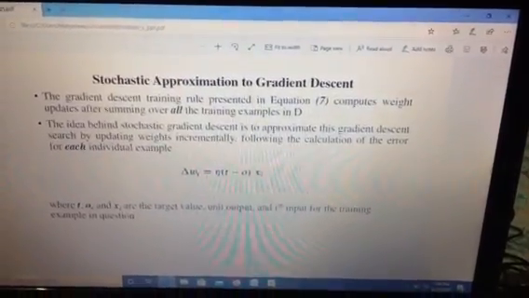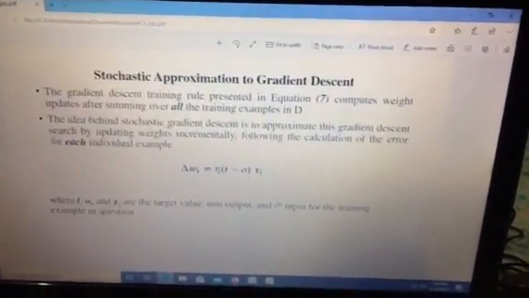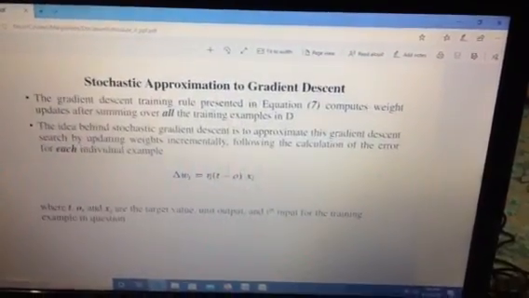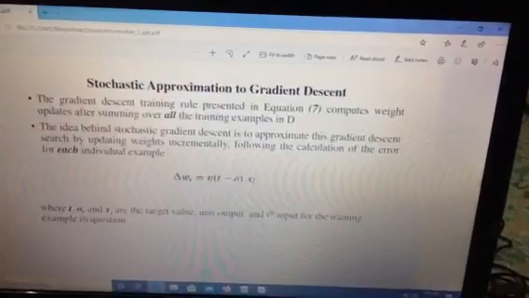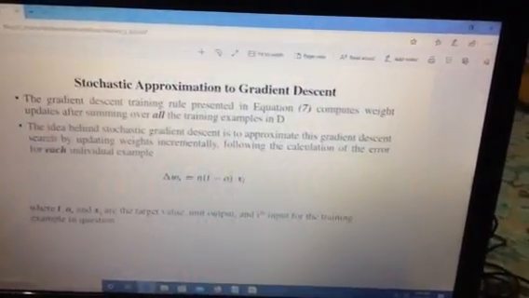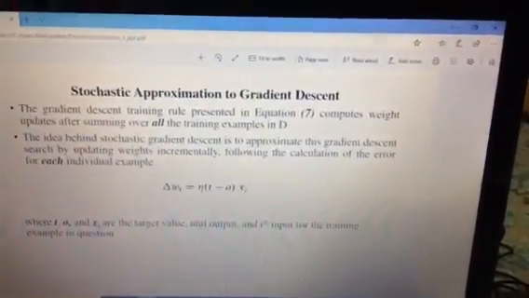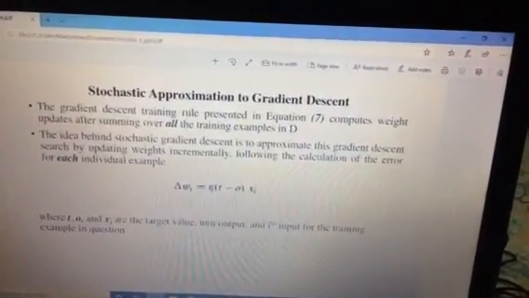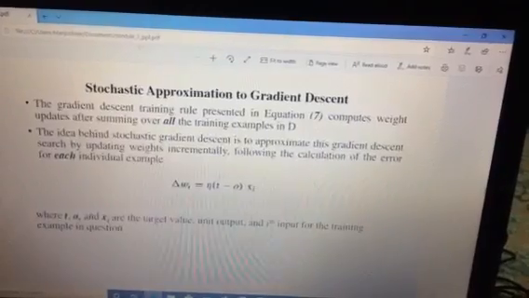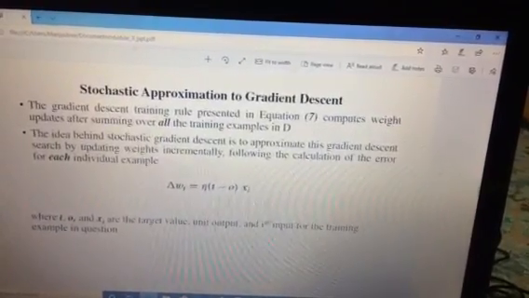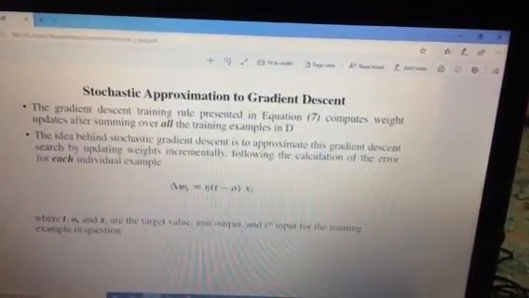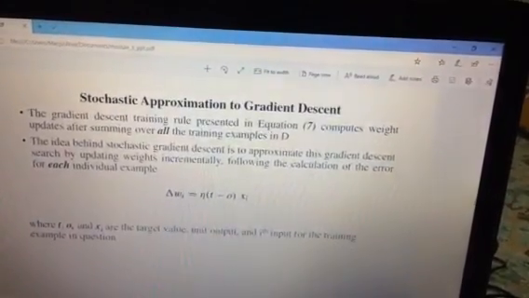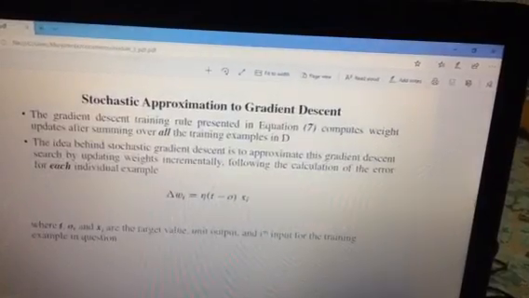Next topic is stochastic approximation to gradient descent. We know that gradient descent has been applied in order to find the best weight by decreasing the error, or by obtaining the global minimum error. When we obtain the global minimum error, we get the best weight, and thus the predicted output is equal to the actual output when the error is equal to 0. Then we say that we got the best output.